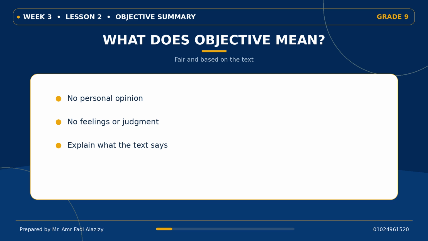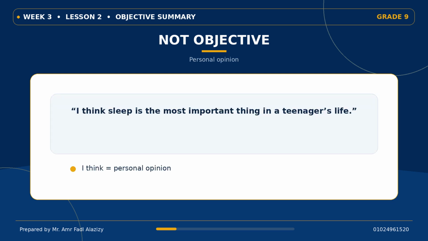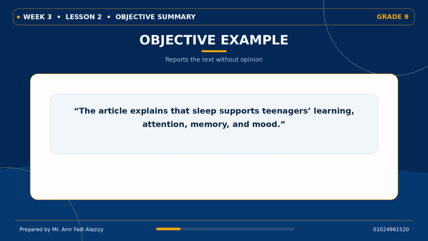Let us compare two examples. The first sentence says, "I think sleep is the most important thing in a teenager's life." Is this an objective summary? No. The phrase "I think" shows a personal opinion. Now read this sentence. "The article explains that sleep supports teenagers' learning, attention, memory, and mood." The sentence is objective. It reports the main idea of the article without adding a personal opinion.